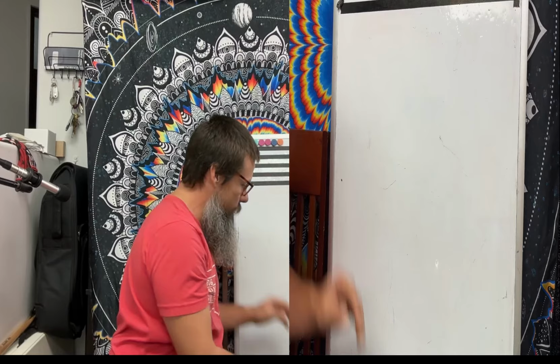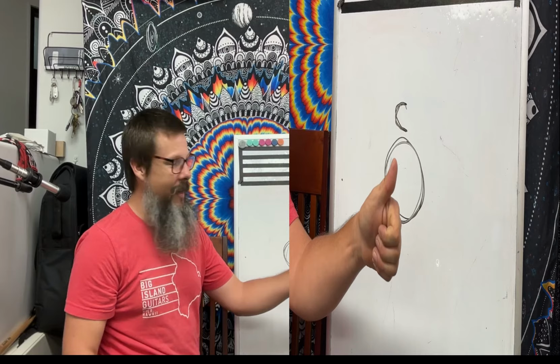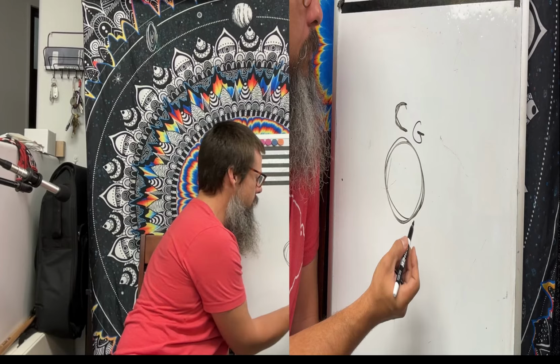So if this is our circle, and we have C at the top, do it with me now. C, D, E, F, G. Coolness. G now has one sharp. Remember what that sharp was? That sharp was F sharp.